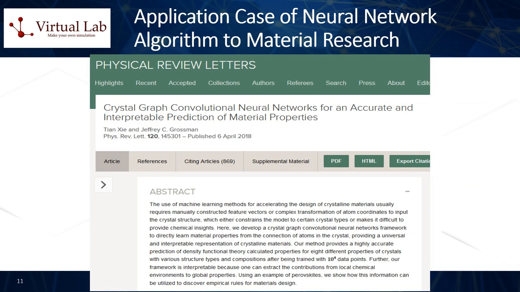Active research is being conducted in the field of materials science, leveraging neural networks, and there are numerous instances of exceptional performance. Let's explore some of these research studies involving neural networks.